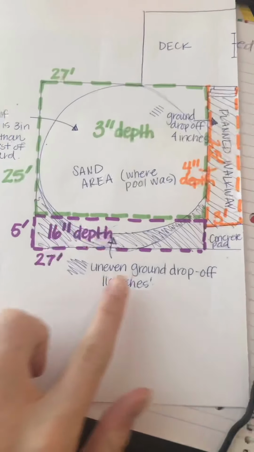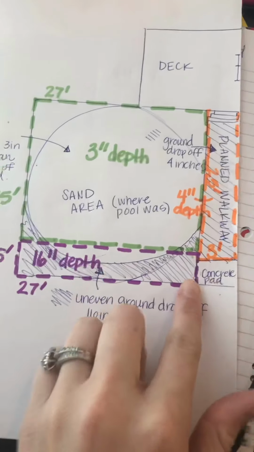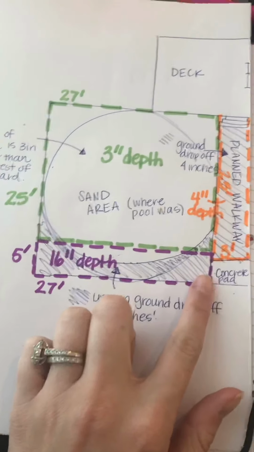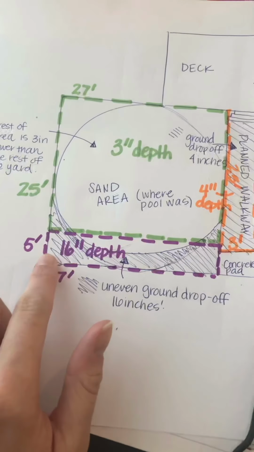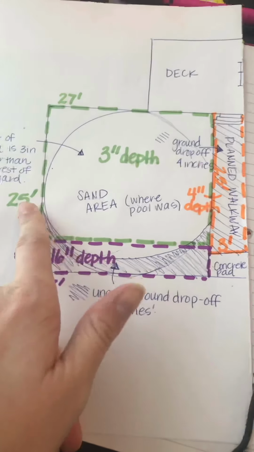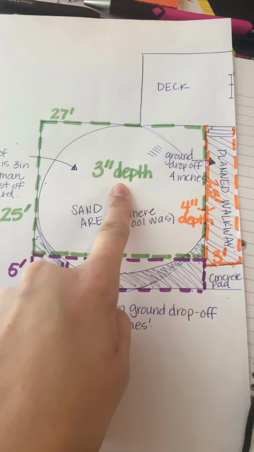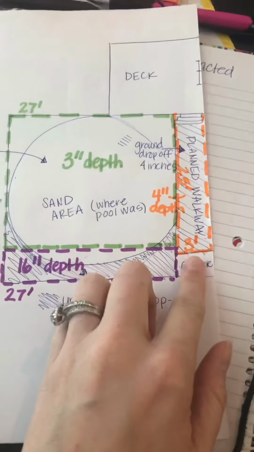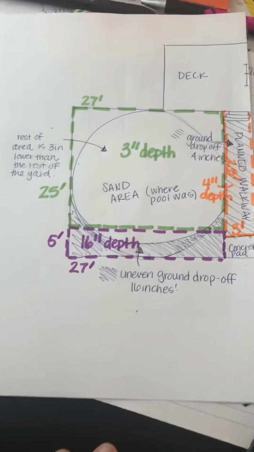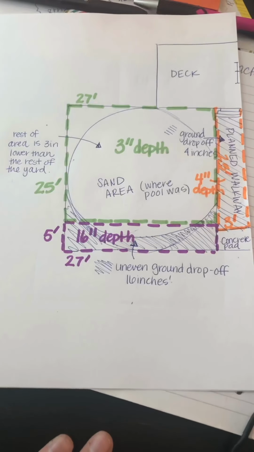So I've broken it into 3 sections. So we're gonna use these kind of like the rectangular prisms we've been talking about. We're gonna find the volume, how much we need. So this is a 27-foot by 5-foot area, and it's 16-inch depth. A 25-foot by 27-foot area, and I need 3 inches here, so a 3-inch depth. And then a 3-foot by 25-foot area with a 4-inch depth. So from here, we're gonna try to figure out how much fill dirt we need.